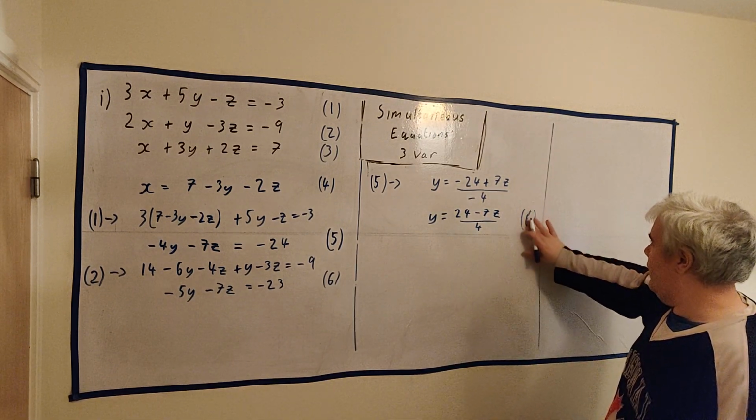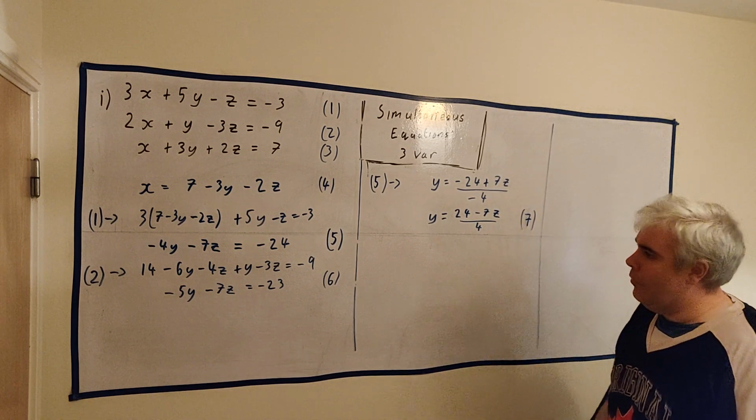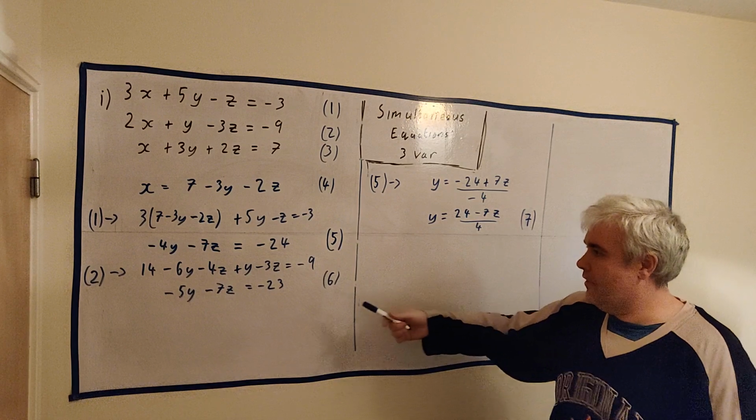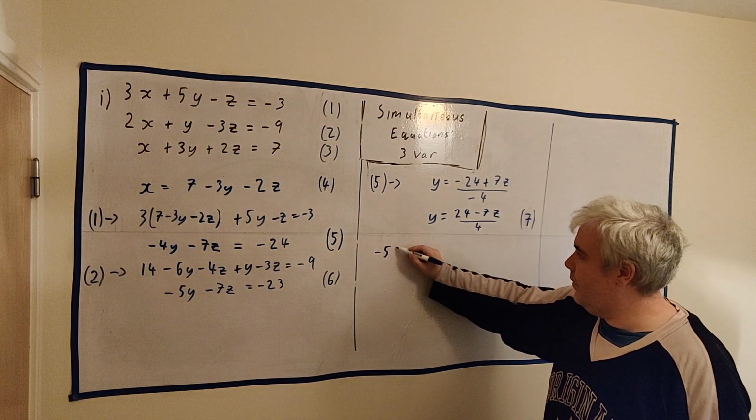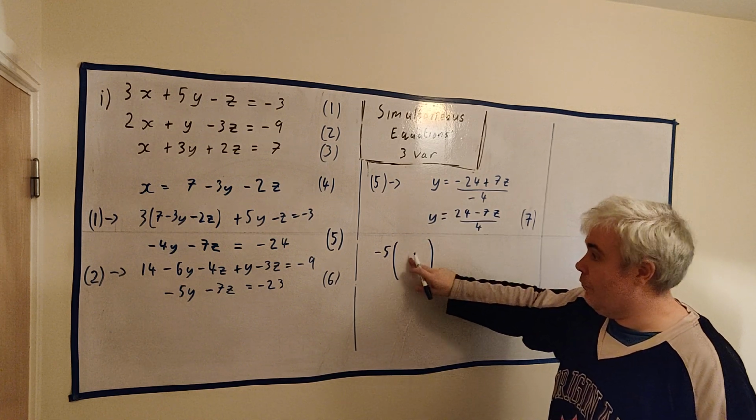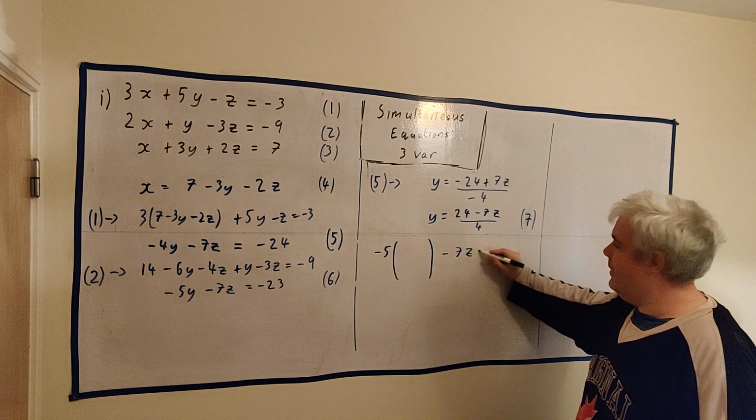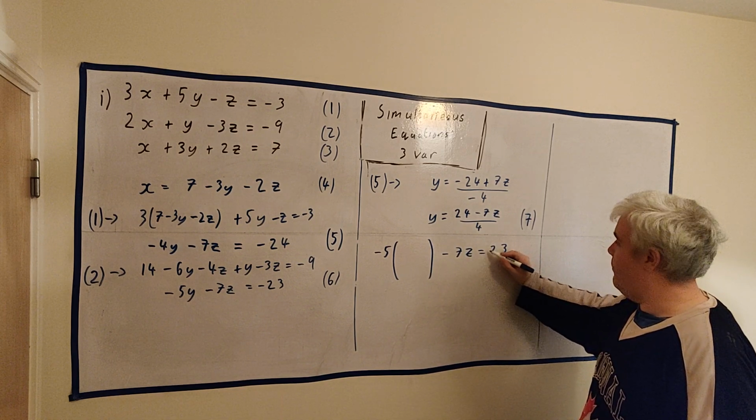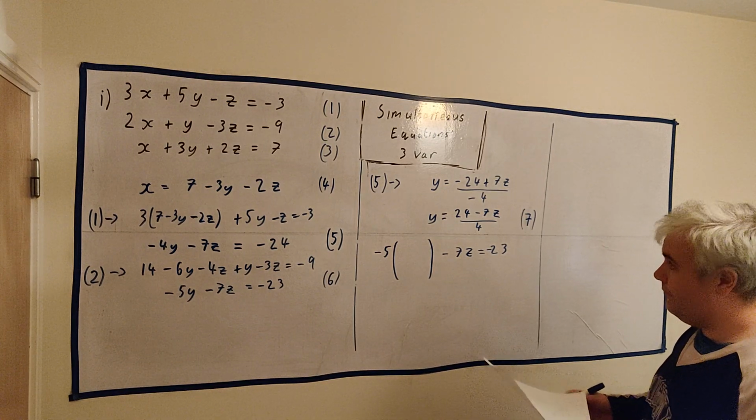Right, 7. Call it 7. So we used 5 to get this. Let's write 6 out now. It's a bit messy here. Minus 5, and I'm going to write y. Minus 7z equals 23. Minus 23. Let me check if I'm still correct with everything.